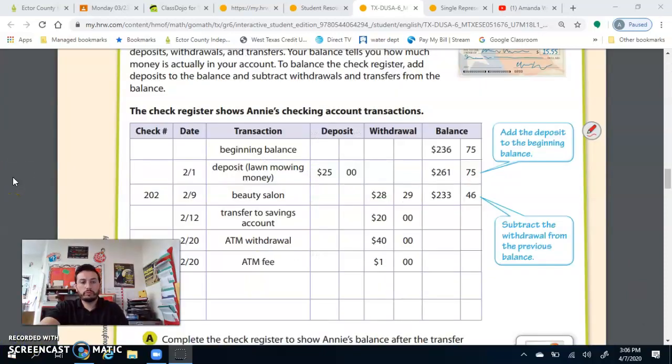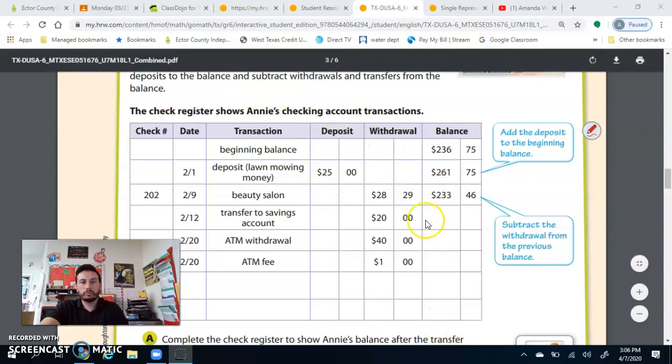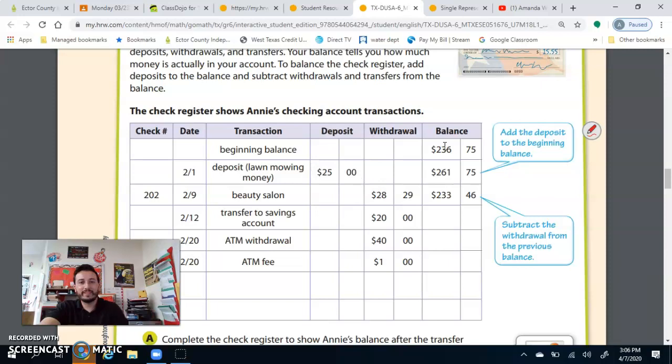Now, this is what you call a check register. This is kind of what it looks like here. What we're going to do is talk about depositing and withdrawing. When you deposit money, you're adding money in. It's a positive sign. Put a plus sign.